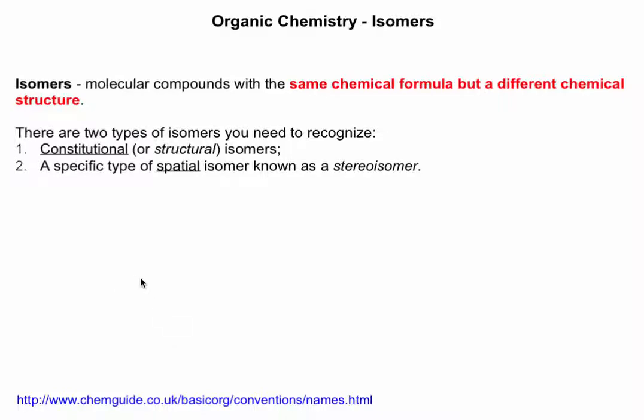And we're going to look at two types of isomers. One type are known as constitutional isomers or structural isomers. So this is just where there's, say, a methyl branch in a different spot or something like that. And then we're going to look at one specific type of spatial isomer, and it's known as a stereoisomer. And so you'll see what stereoisomers look like in a bit.